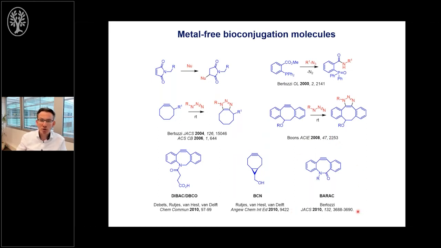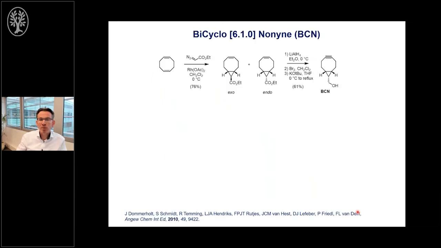So some examples. Here you can actually see the synthesis. It starts with cyclooctadiene. There is a cyclopropanation reaction, then a separation of the endo and exo isomer, after which the ester is reduced, the double bond dibrominated, and then after a double elimination, the BCN is formed.